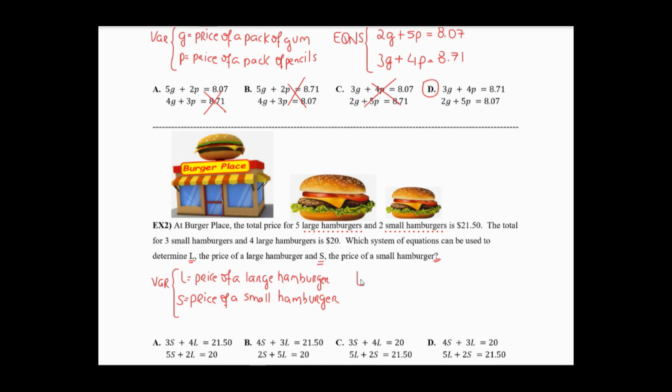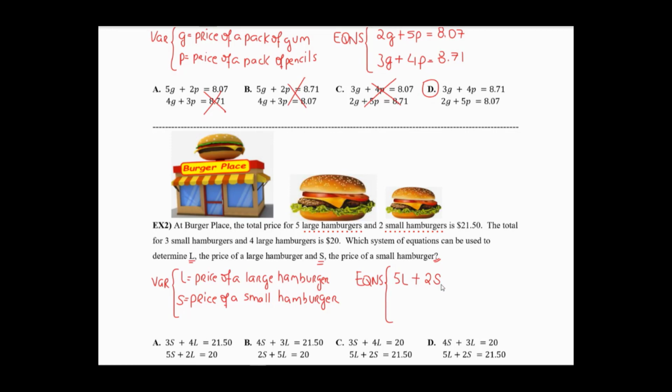All right, let's write the equations, okay? Remember, once you identify the variables, we're going to identify the equations. So here we go. Here are the equations. And then you go back and you try to find out, okay? So if you notice right there, we have a total of $21.50. And we notice here that it's going to be 5 large hamburgers, so we translate 5, and large means L. Remember, AND stands for plus, and then 2 small hamburgers, so that's 2S.